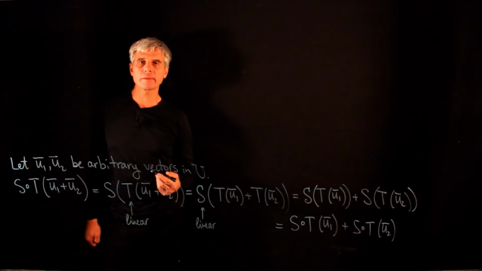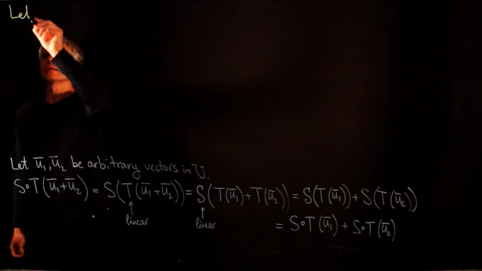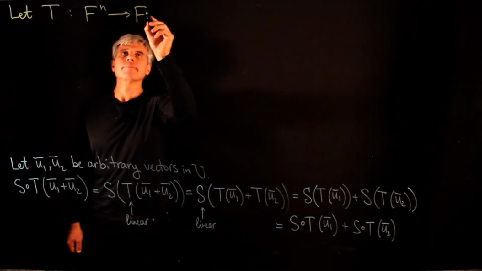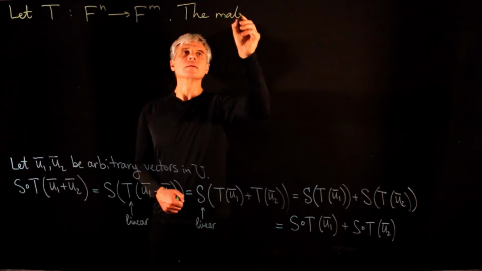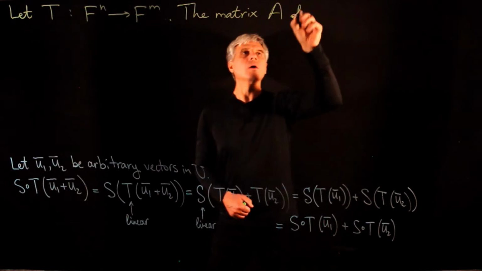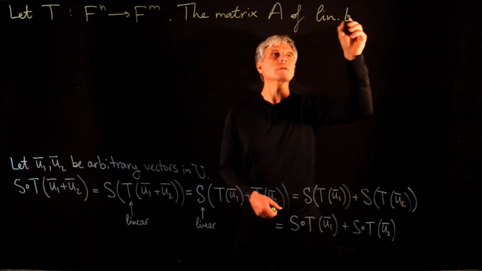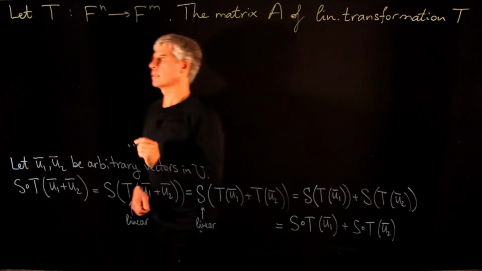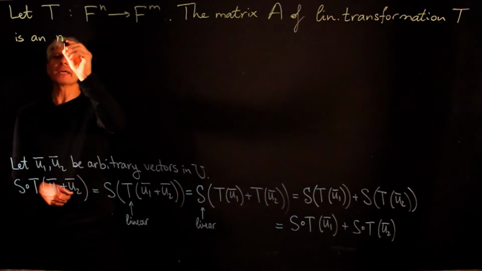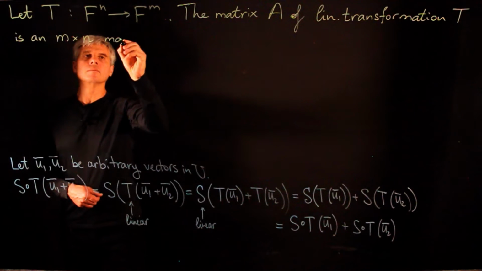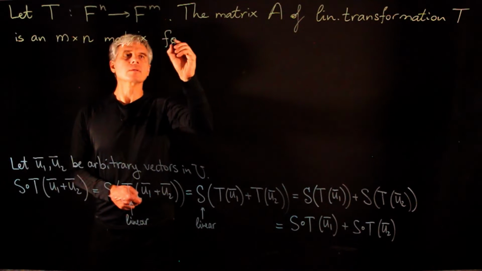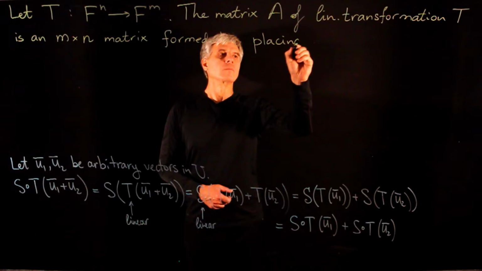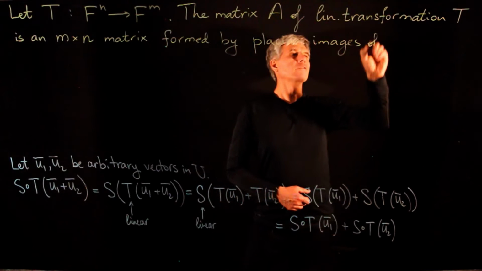Now, let us recall how we construct the matrix of a linear transformation. So let T be a linear transformation from Fn to Fm. So the matrix A of linear transformation T is an m by n matrix formed by placing images of basis vectors.